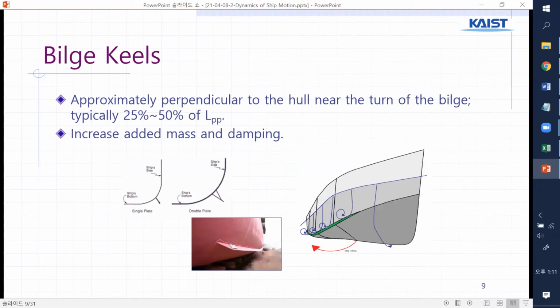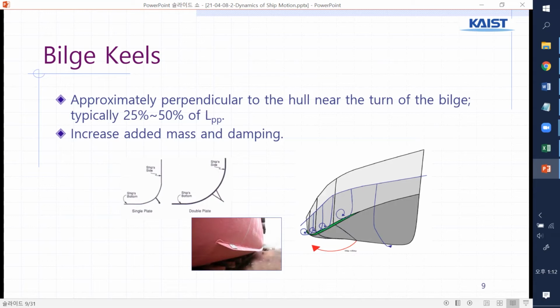And the Bilge-Keel is usually static and protrudes as a steel plate, approximately perpendicular to the hull, the skin of the ship, near the turn of the bilge, the side-bottom corner. We call this the turn of the bilge. And typically its length is not 100%, it is less than 50% of the ship length.